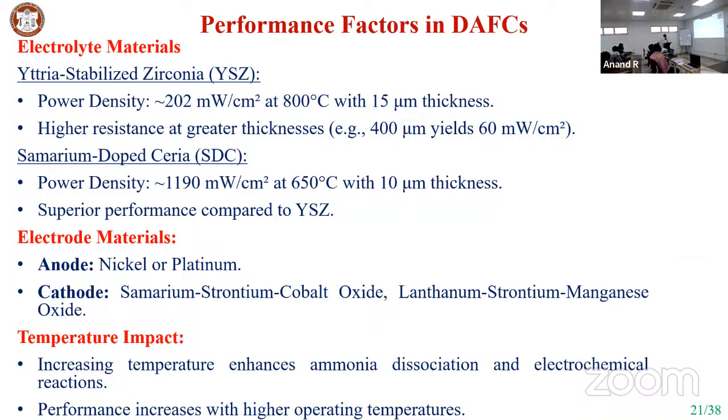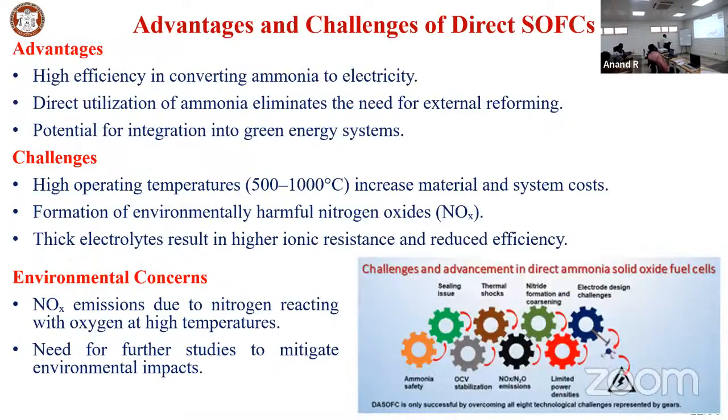So a high temperature fuel cell always gives good performance. In terms of capital cost, the equipment is going to be high. Power density compared with a membrane fuel cell or the alkaline or acid fuel cell is going to be comparatively higher. Advantages of the solid oxide fuel cell: high efficiency in converting ammonia to electricity, utilization of ammonia eliminates the need for external reforming, and potential for integration into green energy systems.